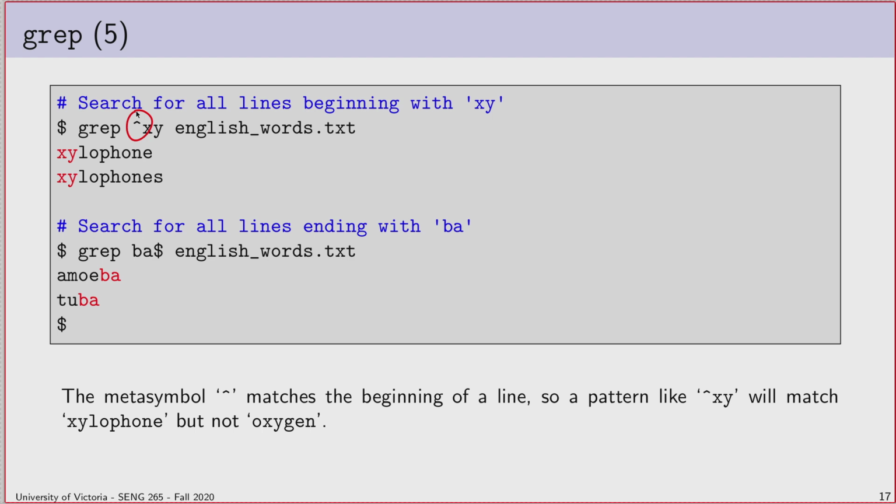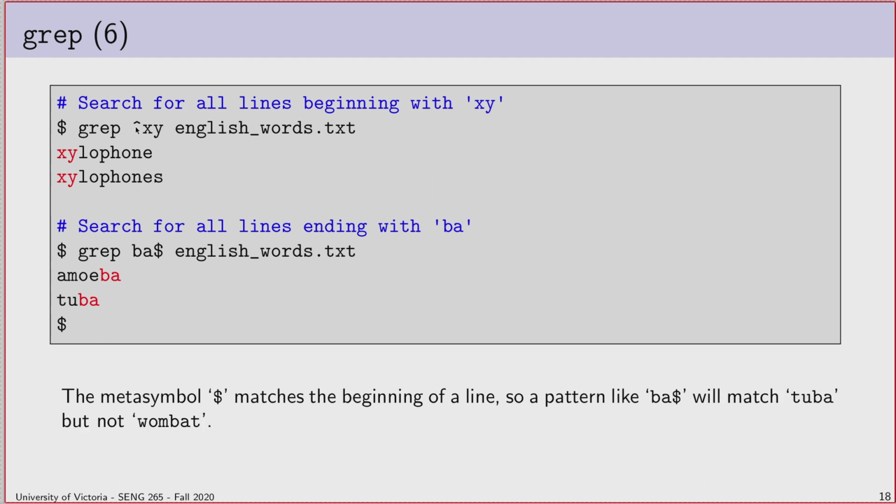So we know that in a file, the beginning of a line is sort of invisible, there's not really a character that goes with that. But if we view the beginning of a line as some sort of invisible thing we can match, the caret will match that. So if I'm searching for the pattern beginning of line XY, the only lines of the file that will be matched are lines beginning with the characters X and Y, not just with the characters X and Y in them somewhere else. And that turns out to be the words xylophone and xylophones using this dictionary.